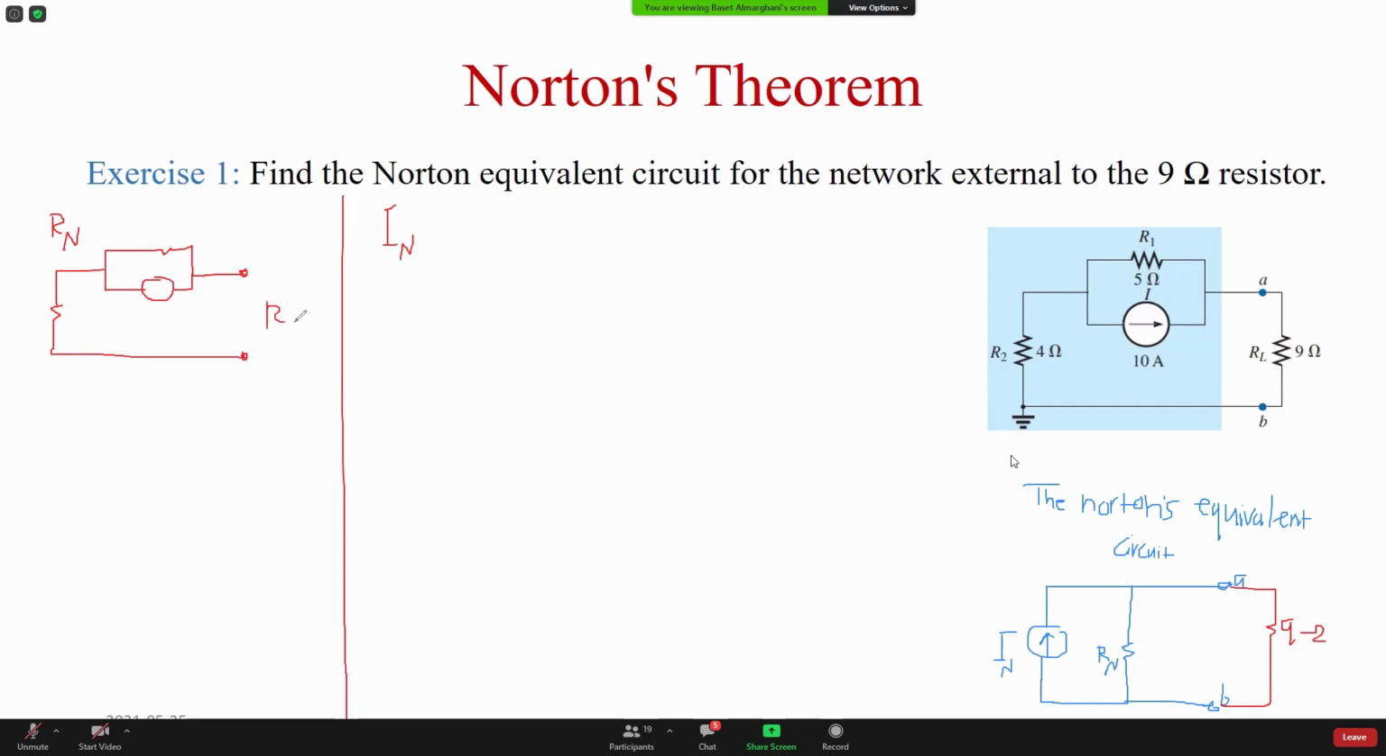Our Norton is between these two points, A and B, between the terminals. So this is 5 ohm and this is 4 ohm. What do we do with the source? We're going to remove it. Open circuit. The open circuit branch is not going to affect my analysis, so I can remove this branch between intersection and intersection. So the circuit will look like this. I removed the branch.